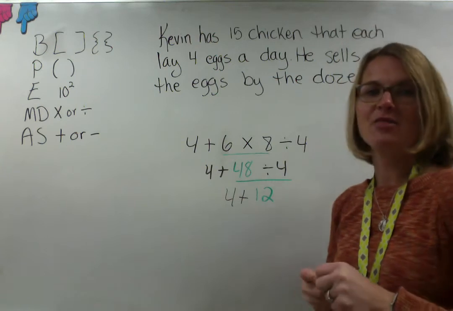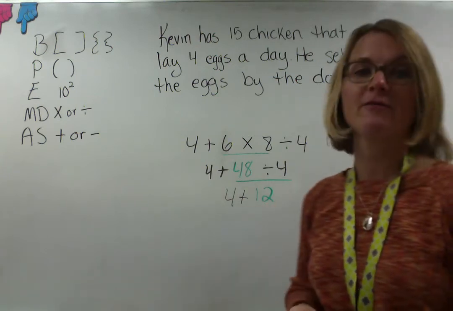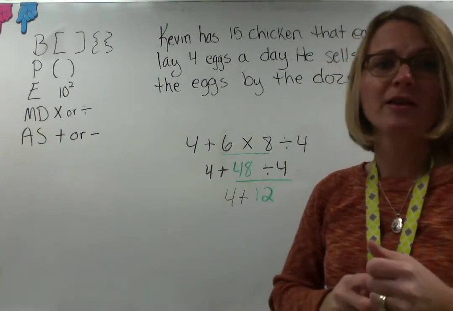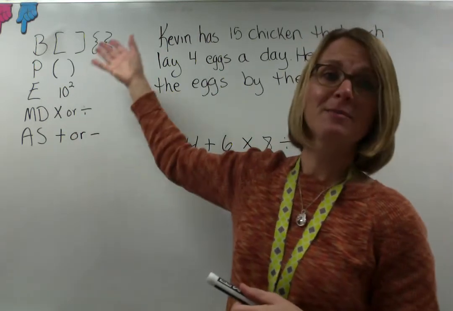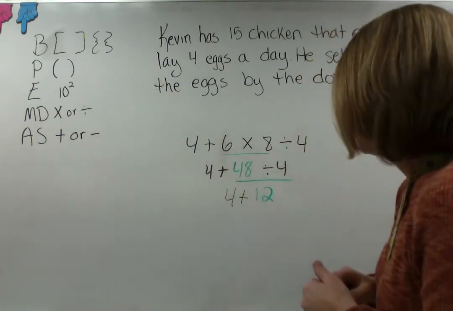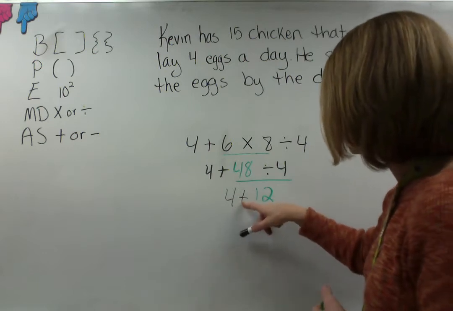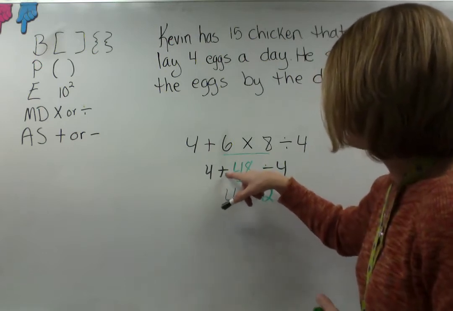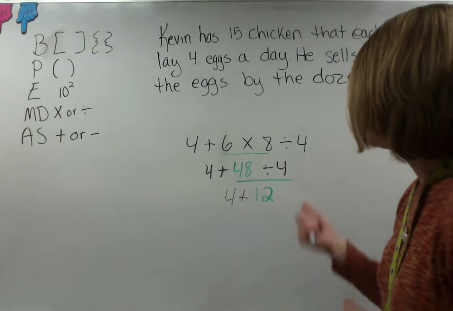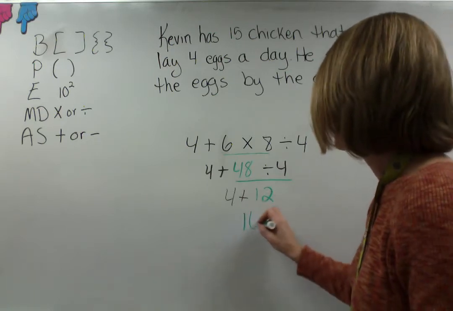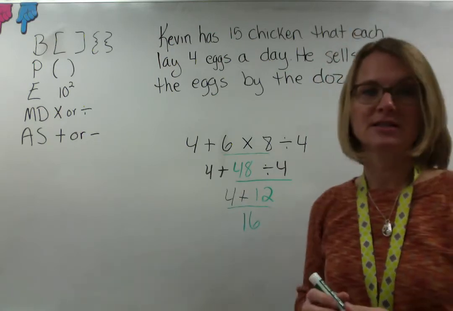Now, the nice thing about this is there's only one thing left for me to do, so this stuff doesn't matter anymore. I just have to finish the problem. It is the addition that was left, which we had to wait on. We couldn't do that yet. So now we have 4 plus 12, which is 16. So my final answer is 16.